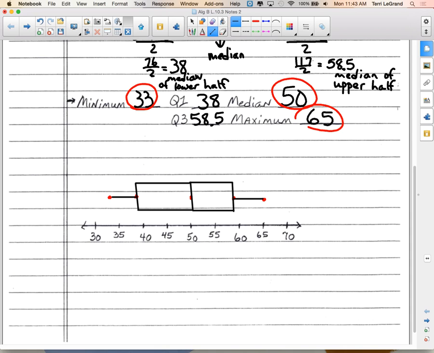So one thing that the box and whisker plot doesn't do is it doesn't show us the data set, does it? There is no way. It's not like a stem and leaf plot. When you look at a stem and leaf plot, can you tell what all the data values are?